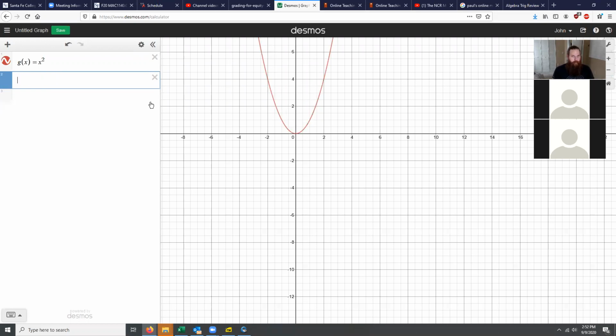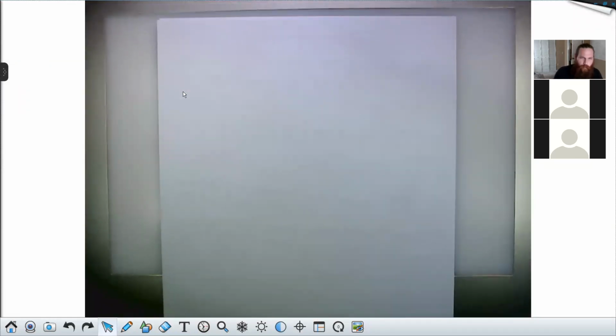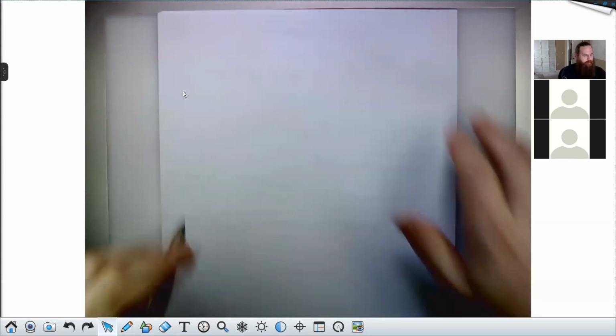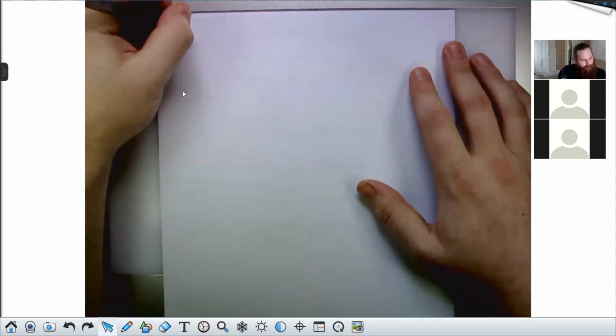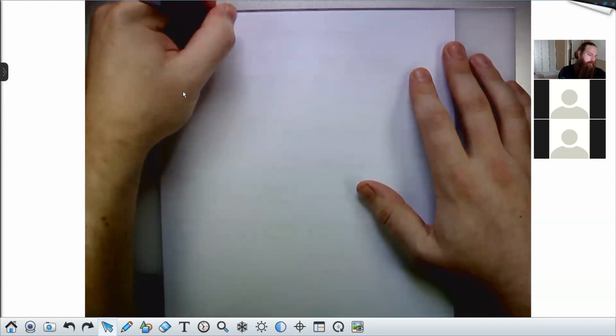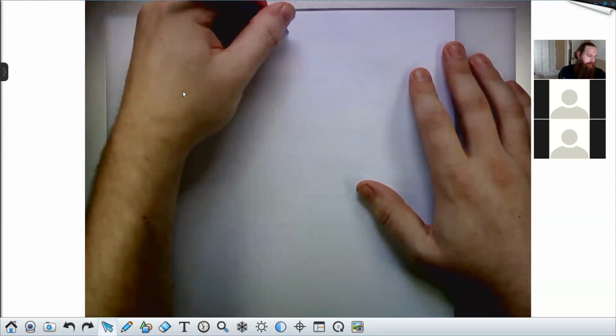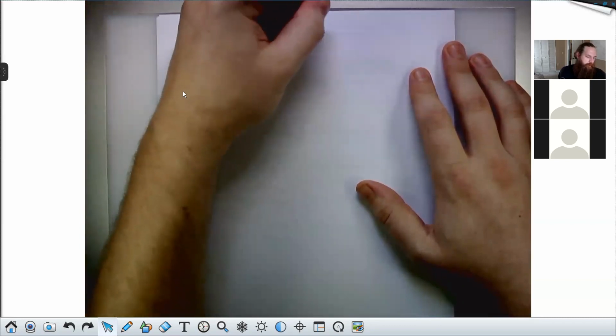The fun comes when you start trying to combine these things. So I'm going to give us a transformed function. And I don't even want to worry about graphing it at first. I just want to worry about identifying the transformations. So identify the parent function and transformations.